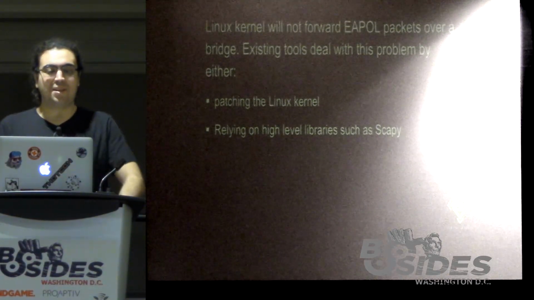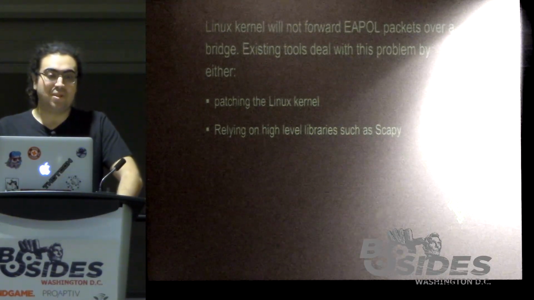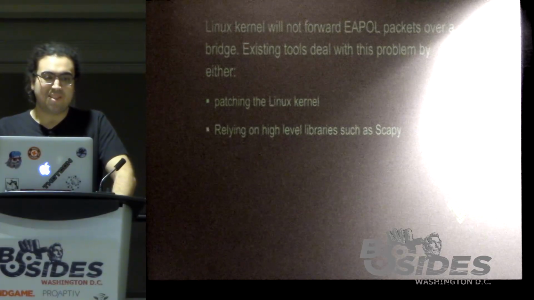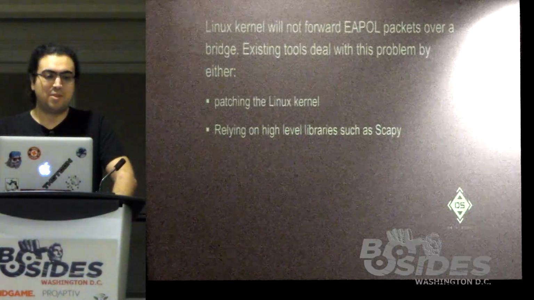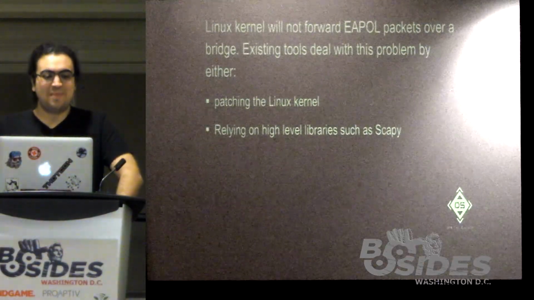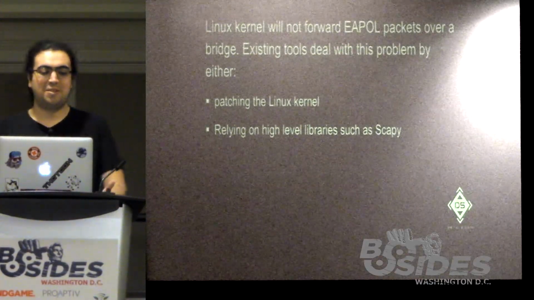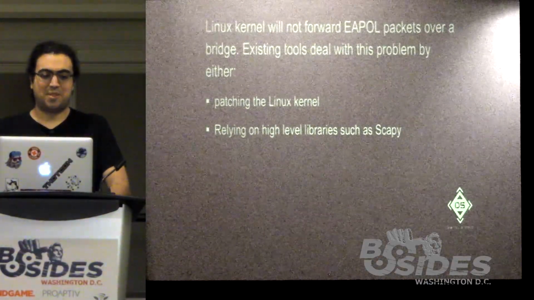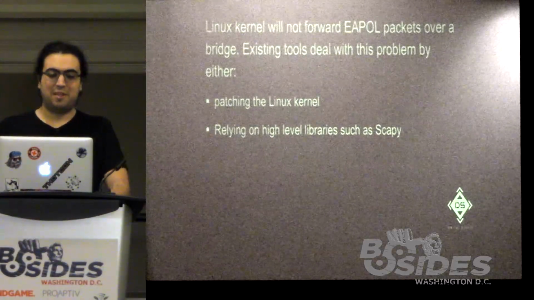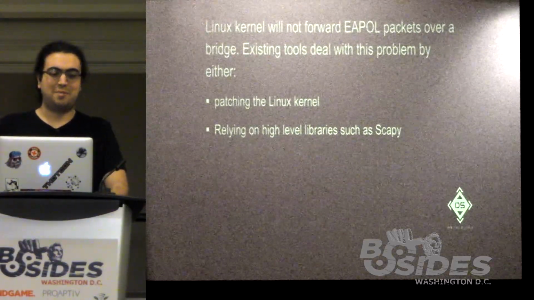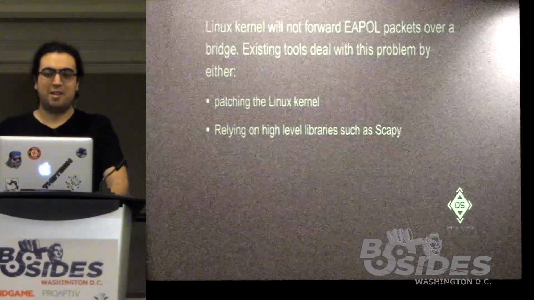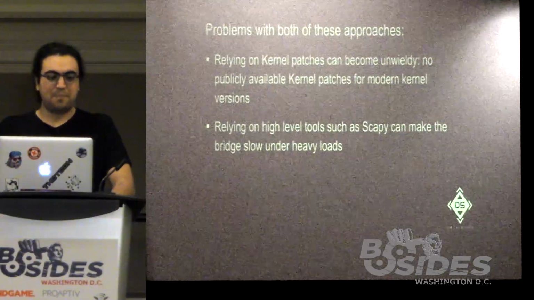There's some issues that he had to deal with. The first one was that the Linux kernel, at least at the time, would not forward EAPOL packets over a bridge. Existing tools deal with this problem usually by patching the Linux kernel or relying on higher level libraries such as Scapy. So that's why Valerian Legrand was implementing everything at a higher level, so that you didn't have to worry about patching the kernel.